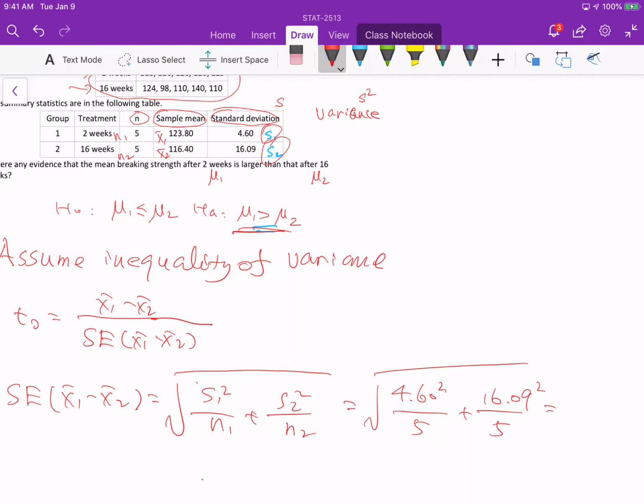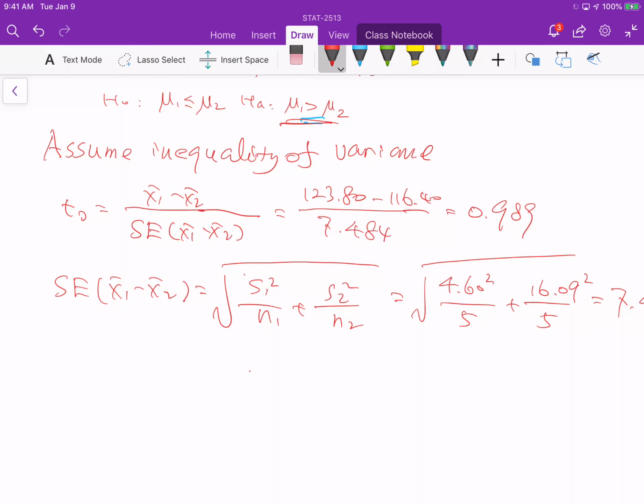Then you do the math and you get the standard error 7.484. So you plug in the values. The standard error is 7.484, and the difference of means is 123.8 minus 116.40. You do the math and you get the test statistic 0.989. You may notice the test statistic here is equal to the test statistic when we assumed equality of variances. This is just an accident. Usually these two will be different. So now we have the test statistic.